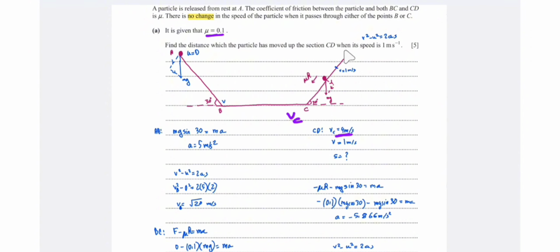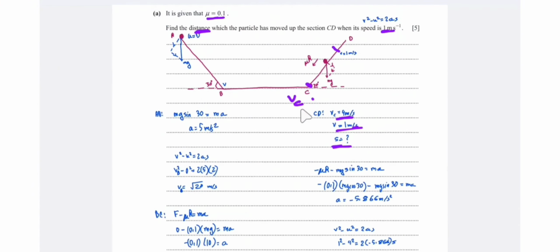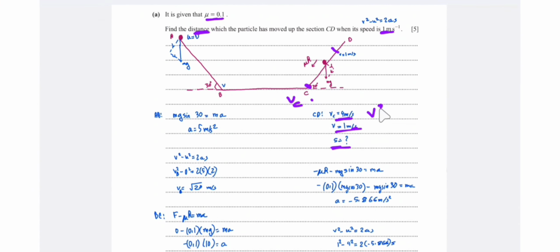That means when it moves up the section CD, it has a speed of 1 meter per second at the topmost point, and at point C, the bottom point, it has a speed of 4 meter per second. We need to find the distance. So we can use the formula v square minus u square is equal to 2as. To find the value from this equation, we first need to find the acceleration. So what is the value of acceleration?